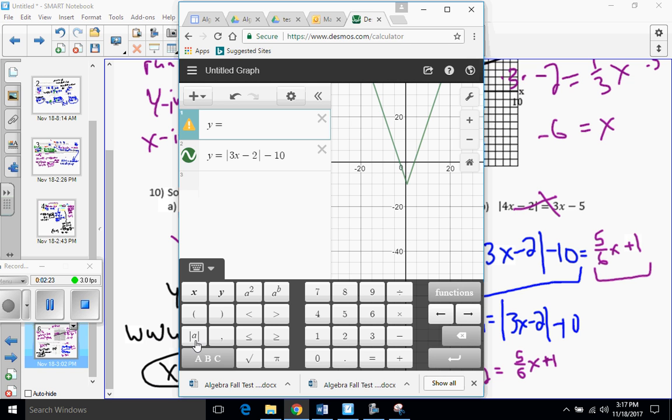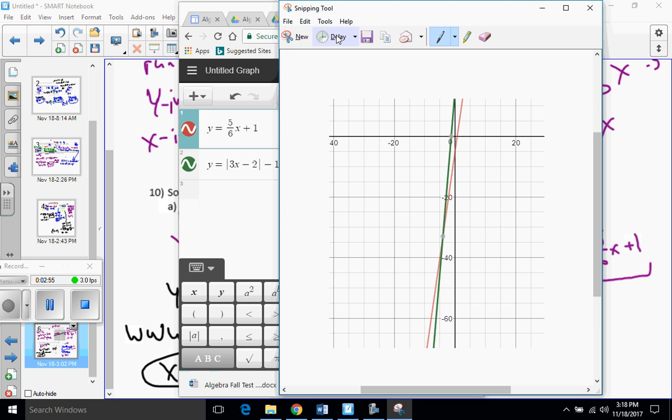And for our second equation, we want to put 5/6 x. And so you do 5 divided by 6. Press the right arrow so it doesn't stay in the denominator, x plus 1. And so here, this is kind of interesting because we have two different points of intersection. It's the point (6, 6) and the point (-2.348, -0.957).